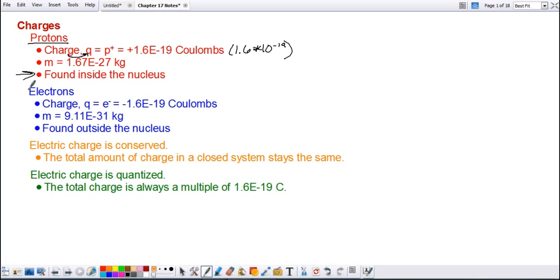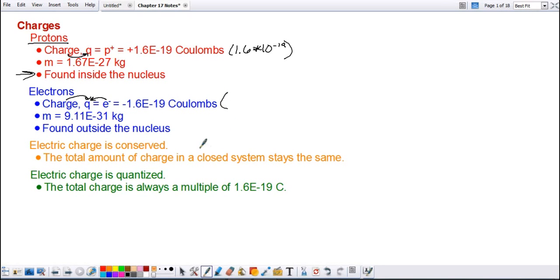The second type of charge is an electron. Again, charge is the symbol Q. When we talk just about an electron, we're going to use the symbol e with a little negative, because then we know we're talking about an electron here, and we already, again, know what the charge is going to be without even having to write it down. And that is negative 1.6 times 10 to the negative 19th coulombs.